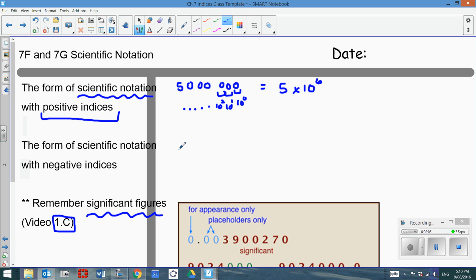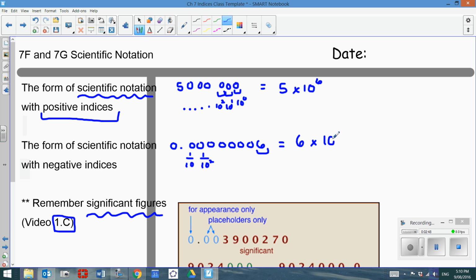If you have negative indices, now we're talking about a very small number, because remember, negative indices represent a fraction. So if I were going to write 0.000000006, oh my goodness, this first position is a tenth, which is 1 over 10. Second position is a hundredth, which is 1 over 100, or 1 over 10 squared. And this continues. So remember, when we have a fraction, or our 10 is in the denominator, it means we have a negative index.